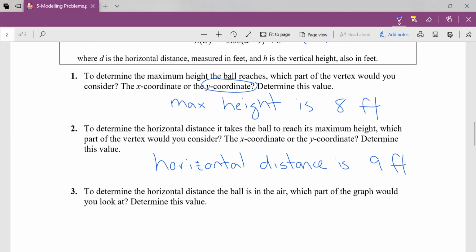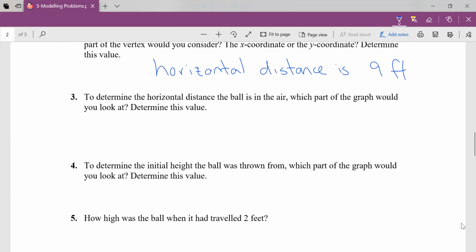To determine the horizontal distance the ball is in the air, what part of the graph would I look at? Well, that is going to be this graph. We'll draw it in a second, but just think of it. It's going to look like that. I want to find that part right there. So I want to be very specific here. That's the positive x-intercept, right?